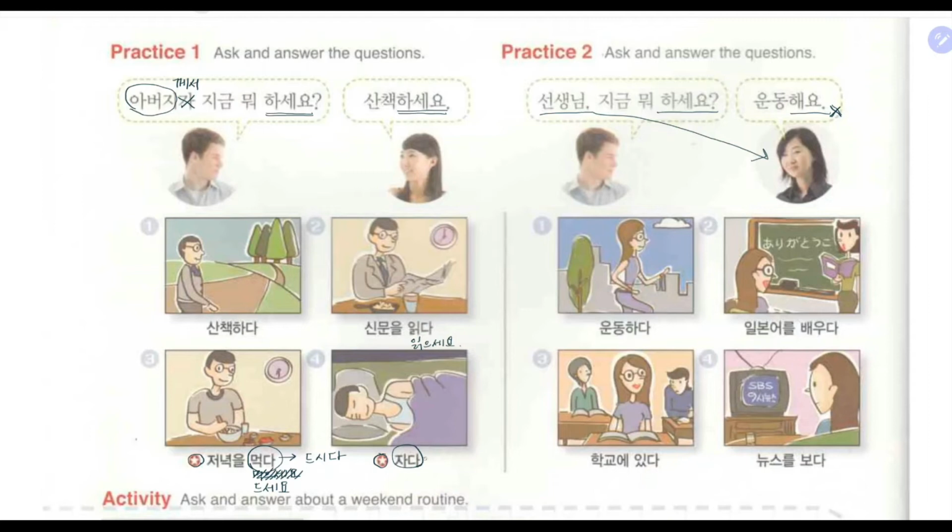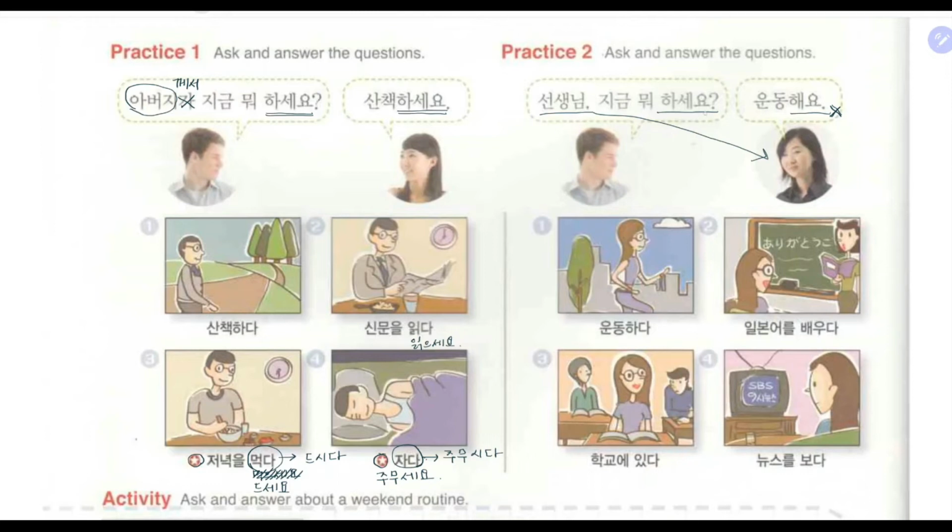이거 irregular 뭐예요? 주무시다입니다. 그쵸? 그래서 아버지께서 지금 뭐 하세요? You can say 주무세요. Done. Very good. 자, 그럼 this time let's talk about yourself.